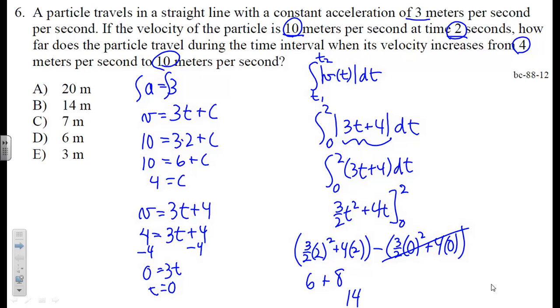And our unit of measurement for distance is meters. So 14 meters is our answer.